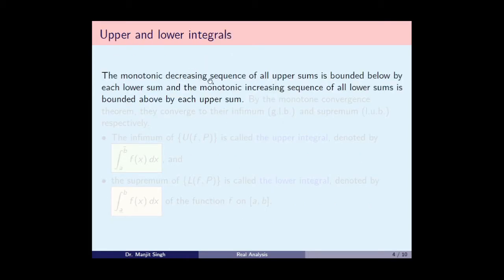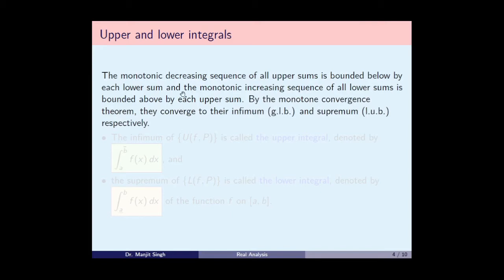We have seen that the sequence of all upper sums is monotonic decreasing and bounded below by each lower sum, and in the same way the monotonic increasing sequence of all lower sums is bounded above by each upper sum. So by the monotone convergence theorem, these sequences will converge to their infimum and supremum, which means the monotonic decreasing sequence of upper sums will converge to the greatest lower bound, and the sequence of lower sums will converge to the least upper bound.